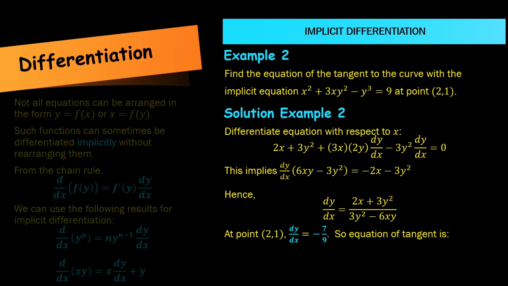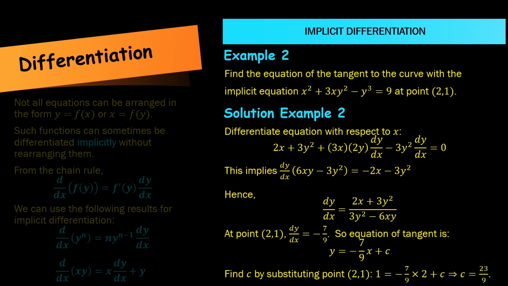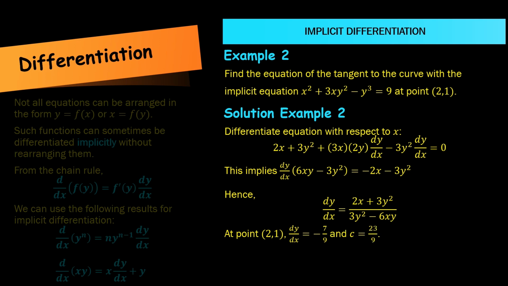And so the equation of the tangent at point 2, 1 is y equals minus 7 over 9 times x plus a constant c. We can find the constant c by substituting the point 2, 1 into the equation for the tangent to give us 1 equals minus 7 over 9 times 2 plus c. If we rearrange this equation, we obtain c equals 23 over 9. And so the equation of the tangent is y equals minus 7 over 9 x plus 23 over 9.